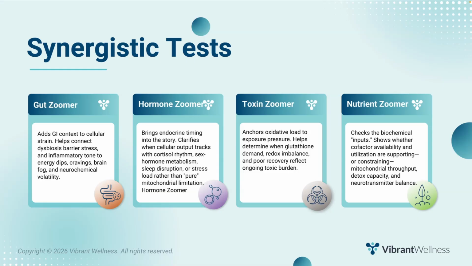Additionally, consider the Toxin Zoomer, which anchors oxidative load to exposure pressure, helping determine when glutathione demand, redox imbalance, and poor recovery reflect ongoing toxic burden. And finally, the Nutrient Zoomer, which checks the biochemical inputs and shows whether cofactor availability and utilization are supporting or constraining mitochondrial throughput, detox capacity, and neurotransmitter balance.